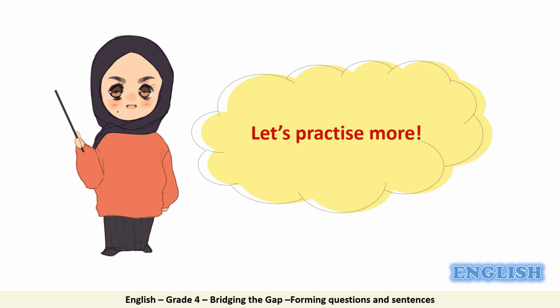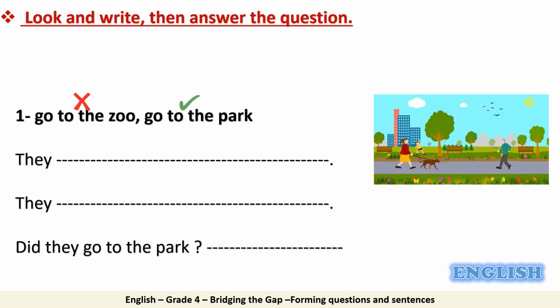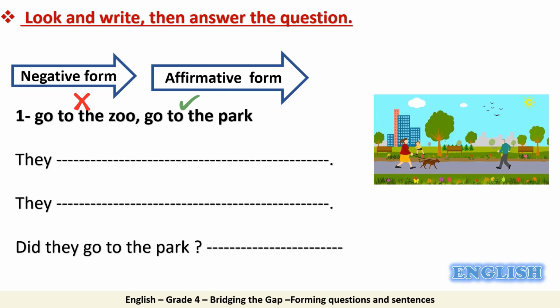Let's practice more. In this activity, you are going to look and write, then answer the question. Let's do number 1 together. Go to the zoo and go to the park. We need to change these two phrases into the negative past form and into the affirmative past form.